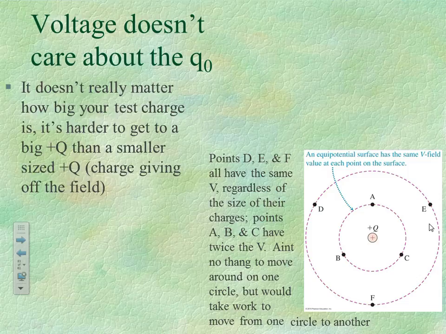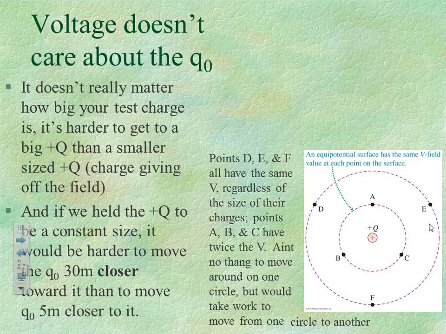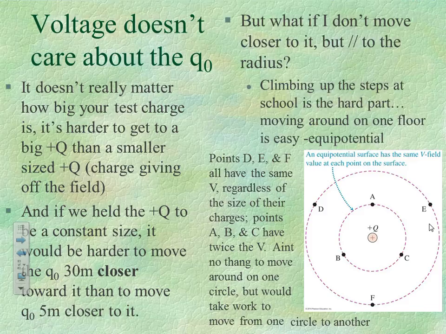Voltage doesn't care about the test charge. It doesn't really matter how big your test charge is. All we're really caring about is the charge giving off the field. We represent that as a big Q. So as I was saying in terms of the distance, okay, if this is the big Q, I don't really care if this is 1 electron or 2 electrons or 5 electrons or whatever. Okay? For electrical potential energy, I would care, but for electrical potential, I don't really care.